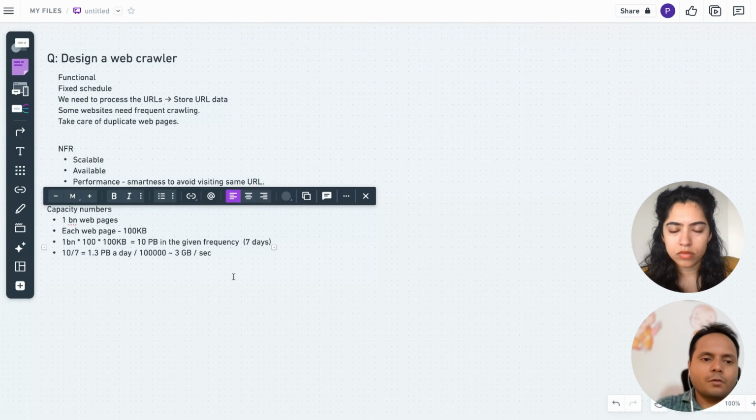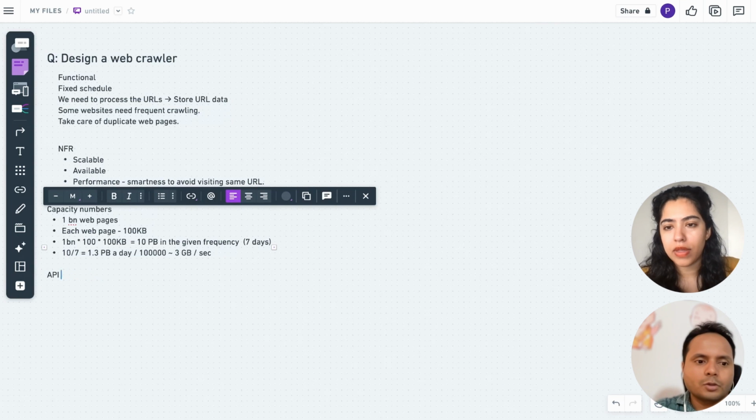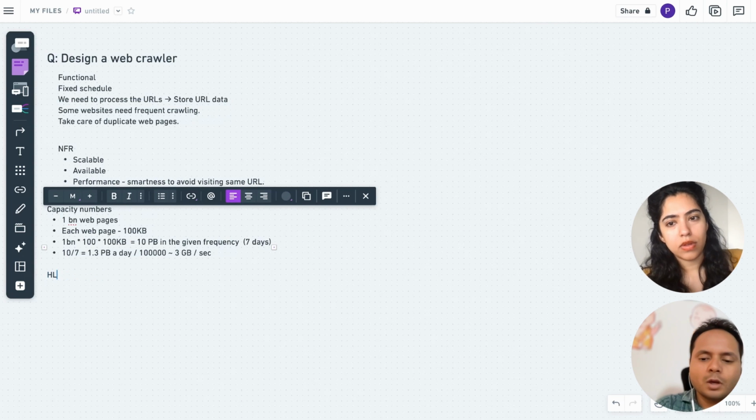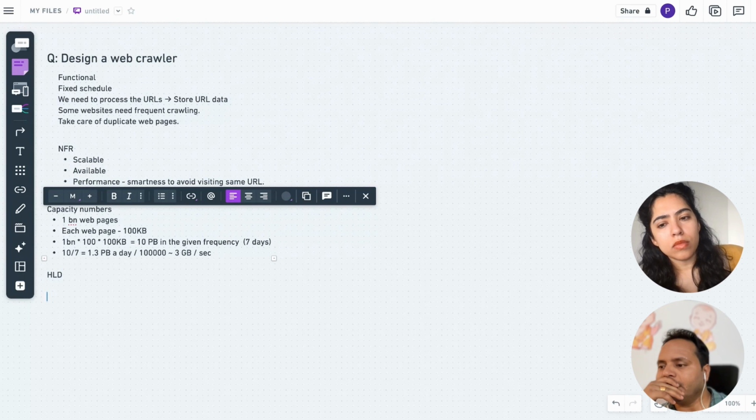Maybe for the overall design, by the way, I'm thinking of an API discussion also. Although for this one, I am not very sure we need to go into too much detail of the API, but as I discuss the services in the detailed design, I will time and again bring out the relevant APIs needed for the particular service. But I'll skip this discussion for now. So, discussing the high level design for this.